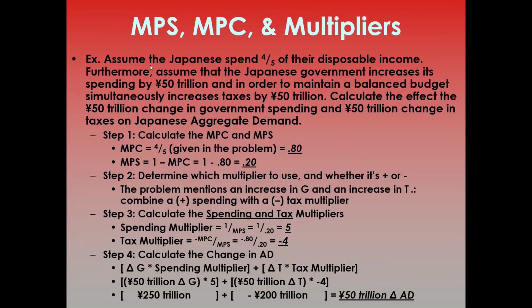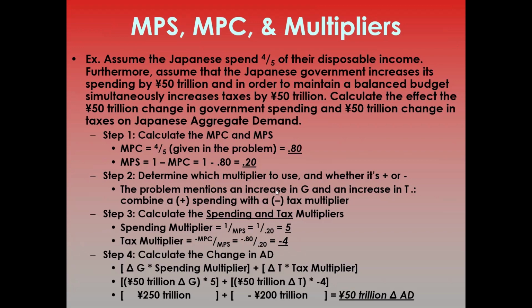So assume the Japanese spend 4/5 of the disposable income. Furthermore, assume that the Japanese government increases its spending by 50 trillion yen in order to maintain a balanced budget, simultaneously increasing taxes by 50 trillion yen. Calculate the effect of 50 trillion yen change in government spending and 50 trillion change in taxes on Japanese aggregate demand. So 4/5 is the MPC, because they spend 4/5 of disposable income, that would just be 0.8. And then the rest would be 0.2 for MPS, marginal propensity to save.